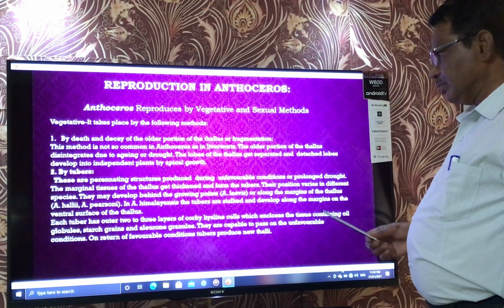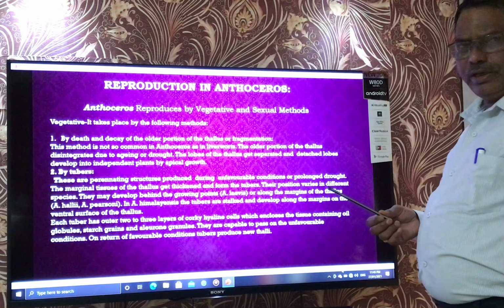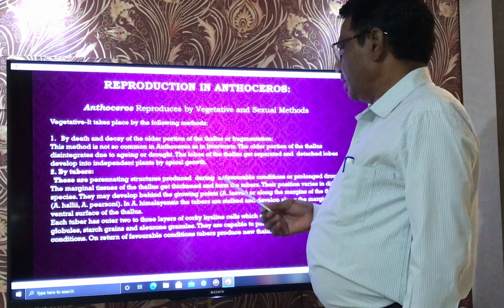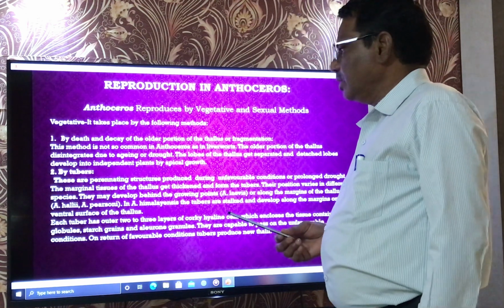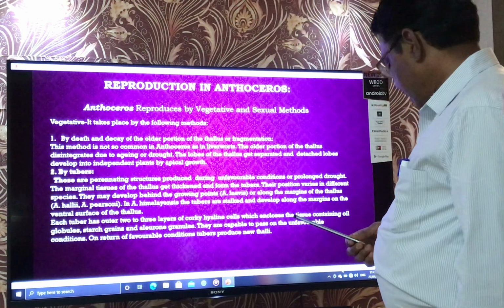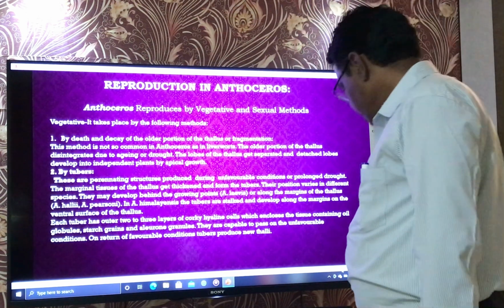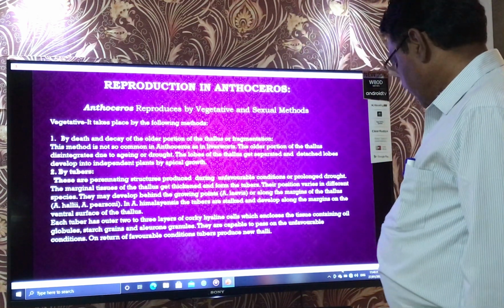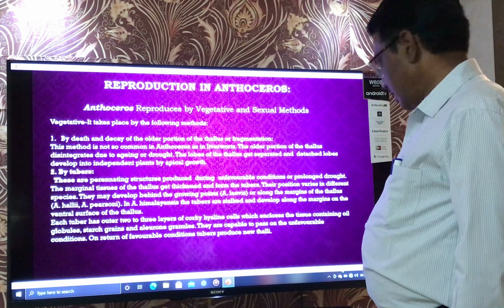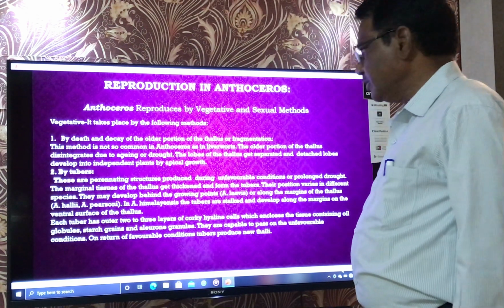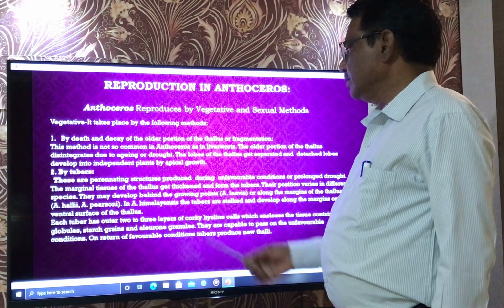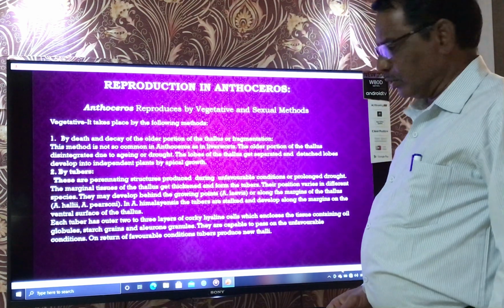The older portion of the thallus usually disintegrates due to aging or drought. Due to the disintegration of the basal portion of the gametophytic thallus, the branches usually get separated, and each detached lobe or branch later develops into a new independent plant by means of apical growth.